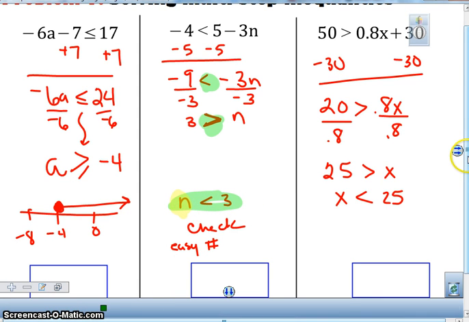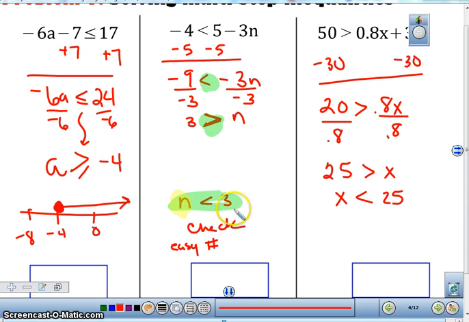What is the easiest number to check? Well, if we're looking at n being less than 3, and if you read it this way, some people say 3 is greater than n, and that really doesn't make sense. Our numbers for a solution are all numbers less than 3, which means it's an open circle. It doesn't include 3, but everything less than it. The easiest number to check, 0.